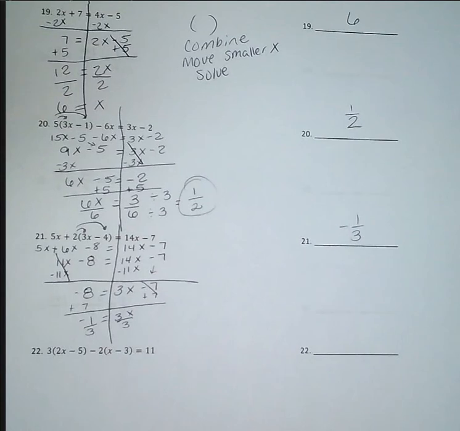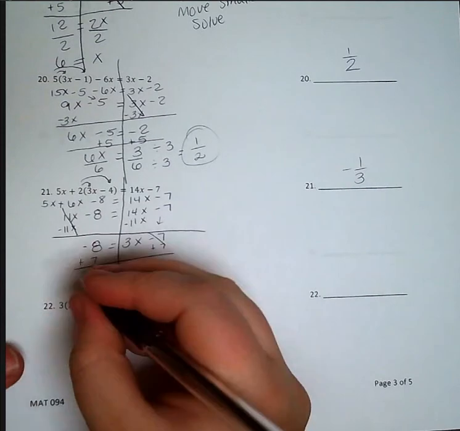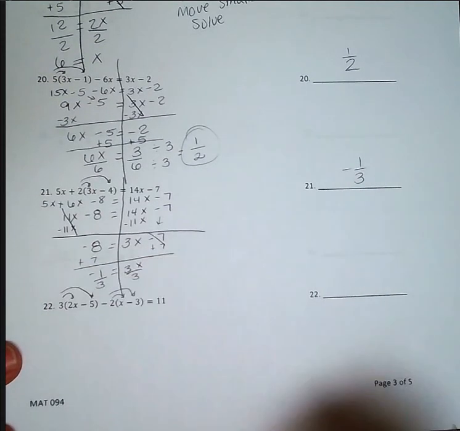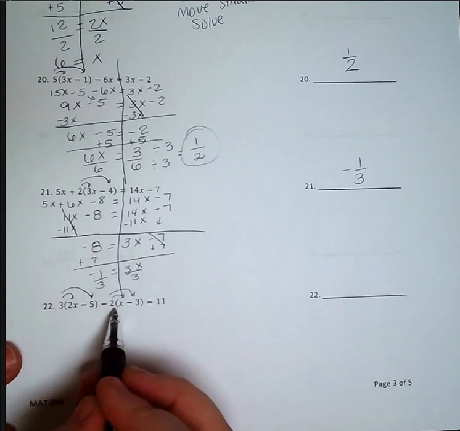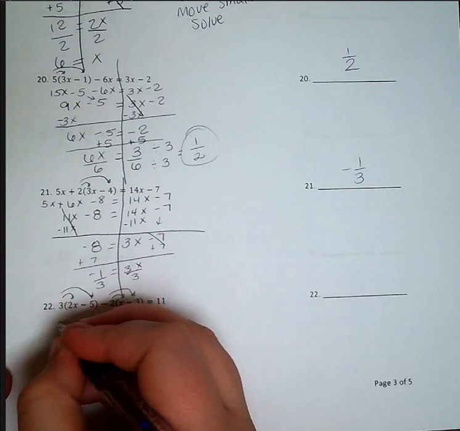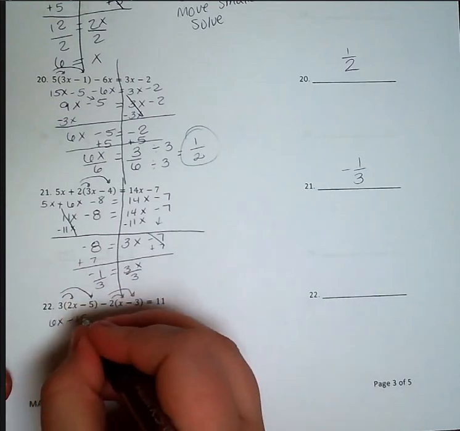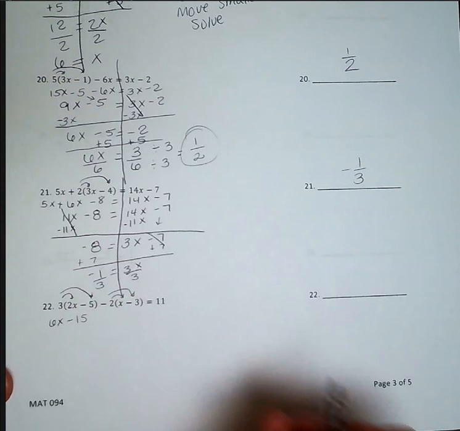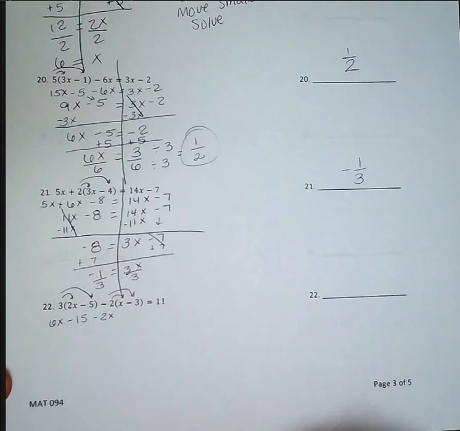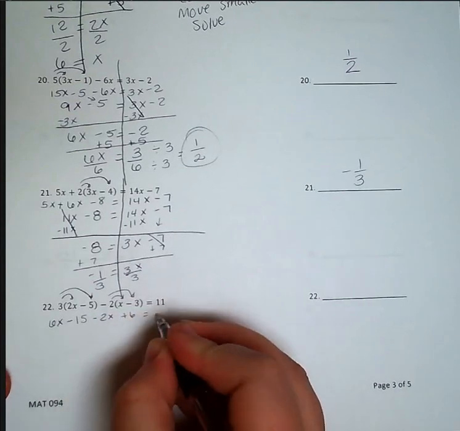Now let's look at problem number 22. We've got two sets of parentheses here. So that means we're going to have to distribute twice. And one thing I want to point out to you is notice that that 2 is negative there. So be careful when you go and do that one. So 3 times 2x is 6x. 3 times -5 is -15. Then I've got -2 times x is -2x. -2 times -3 is a +6. Bring down your 11.